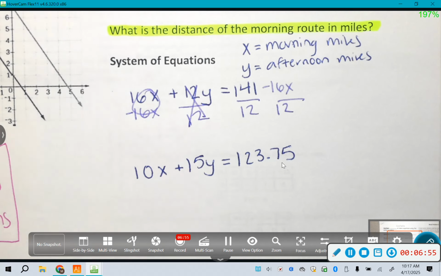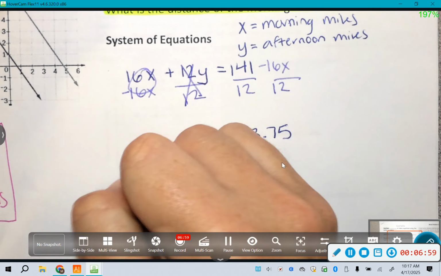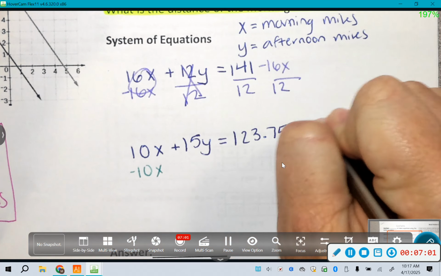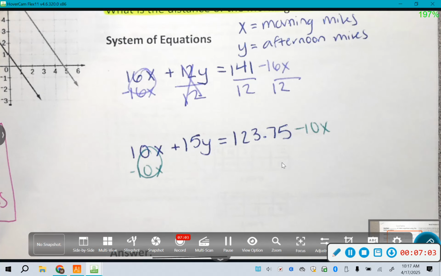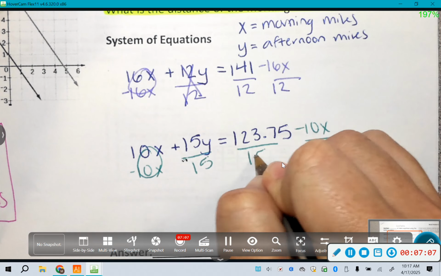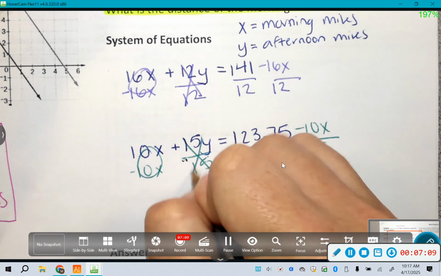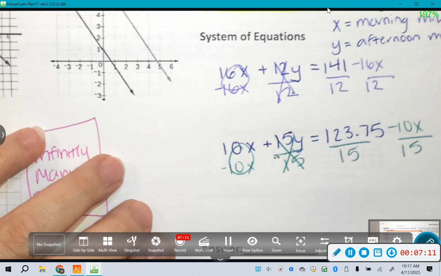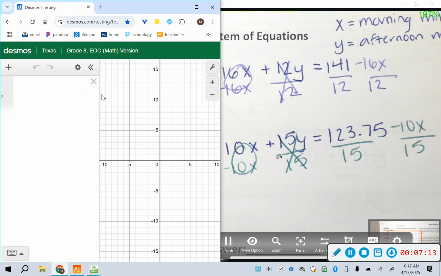Okay, so the next one, how am I going to type that? Or what do I do first? Minus 10x, minus 10x. Now what? Divide by 15. And I'm going to type them in. So we have, I'm going to plug this in.